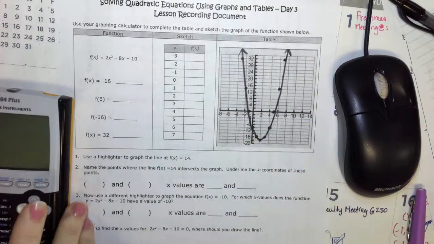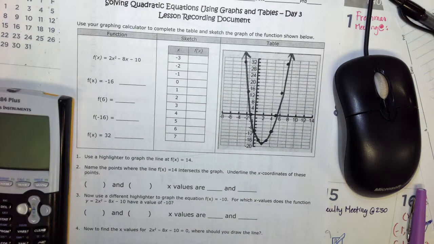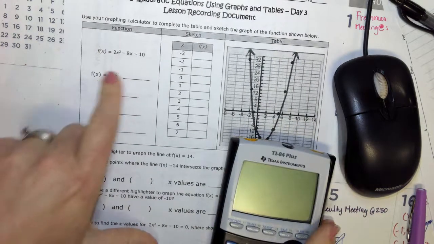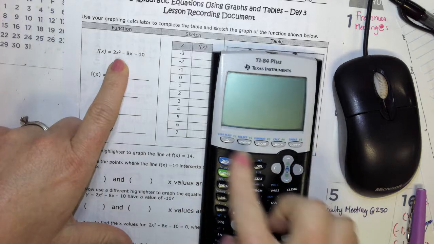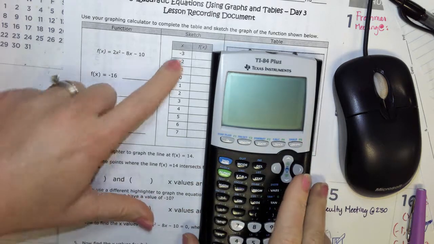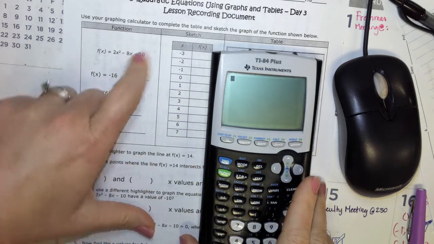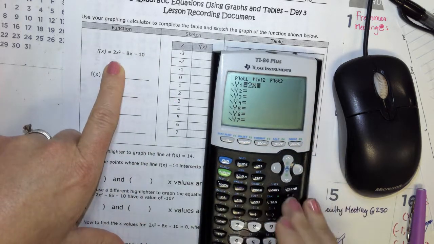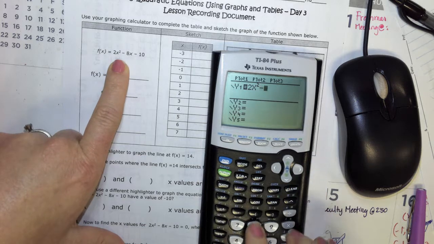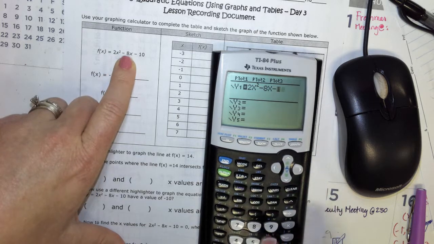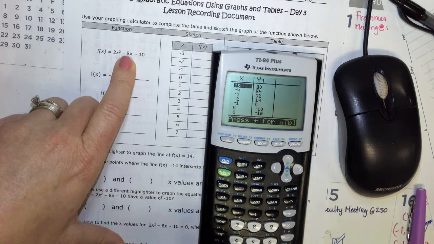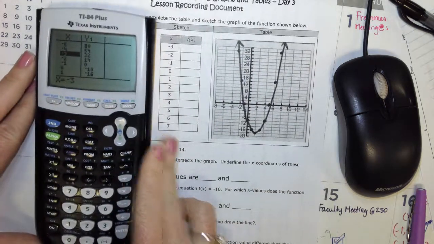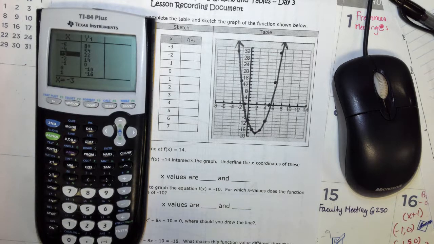Okay, so for this worksheet, we are going to be solving quadratic equations using graphs and tables. So the first thing I want to do is use my calculator to find out what all my outputs would be for this equation for these x values. So I go to y equals, enter my 2x squared minus 8x minus 10.